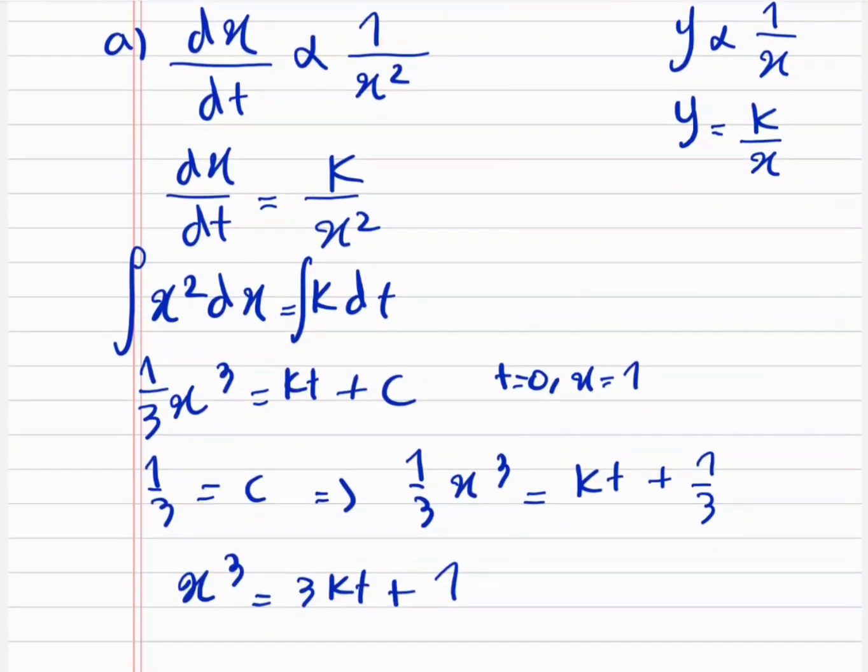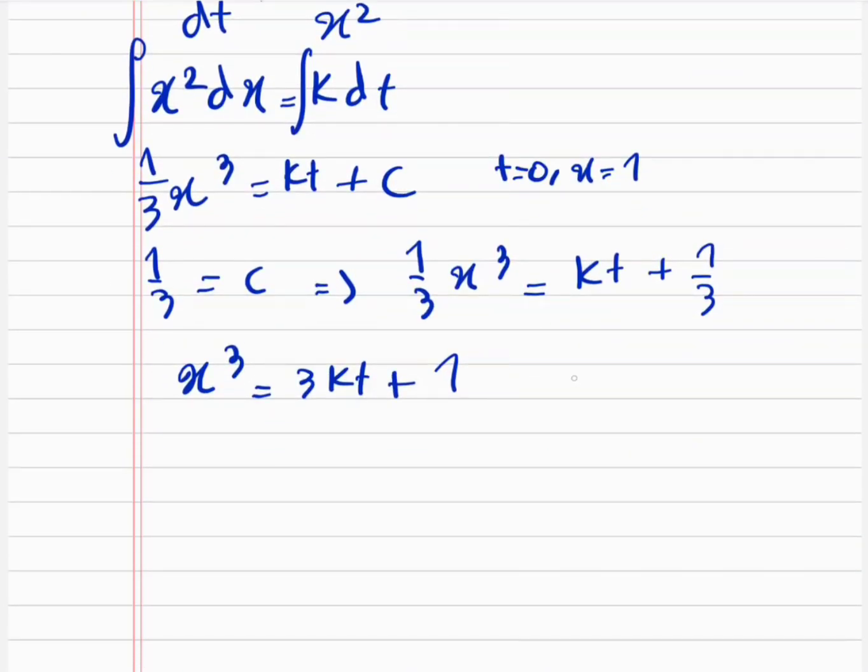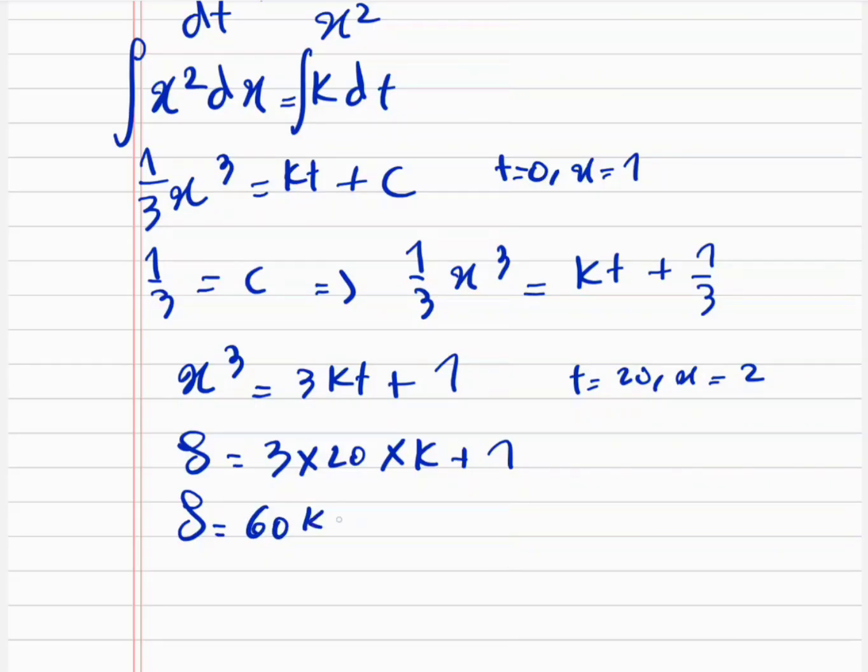Remember that we also have another condition. After 20 days the thickness is 2 centimeters, so when t is equal to 20, x becomes 2. This can be used to find the value of k. When we substitute, we have 8 is equal to 3 times 20 times k plus 1. So 8 is equal to 60k plus 1, which means that 7 over 60 is the value of k.